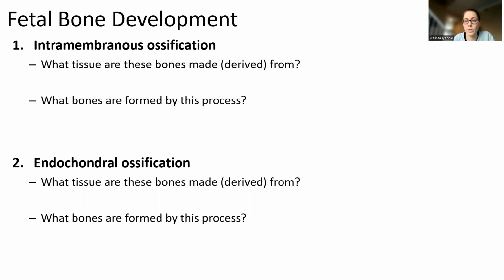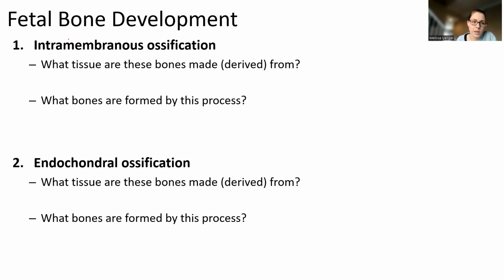So one is intramembranous ossification, and I want you to remember what these bones are made from. I know it says derived from. Don't worry so much about what embryonic tissue it is. You want to think about what fetal tissue it would be. That fetal tissue is either going to be like membrane, or it's going to be cartilage, or it's going to be bone, or stuff like that.